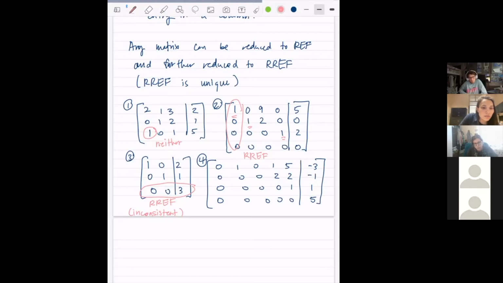And then the fourth is in row echelon form because the second leading entry is non-1. Yeah, exactly. This is the second leading entry. It is not equal to 1. It is also inconsistent because we also have, right, that 0 equals 5, which is not true. So this one is in row echelon form, but not reduced row echelon form. And it is also inconsistent.